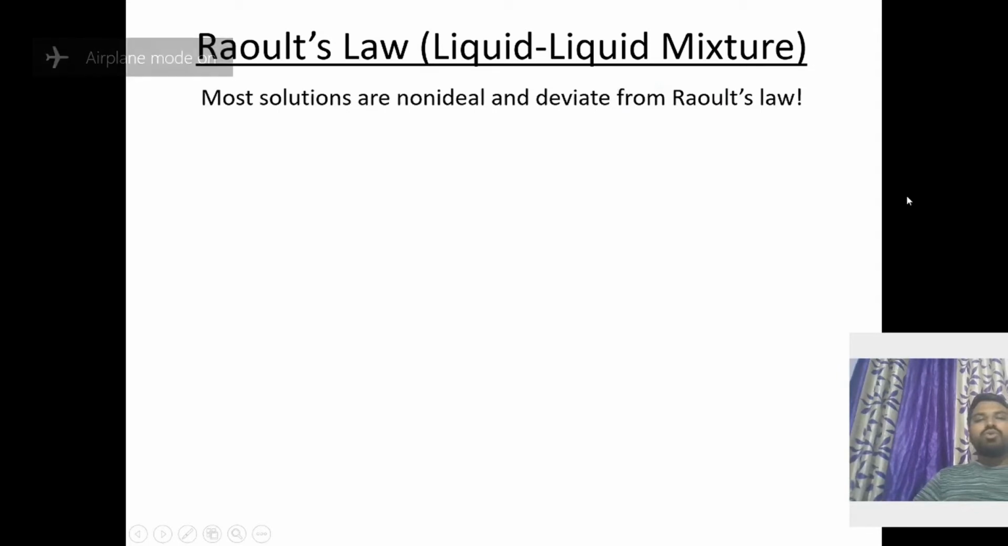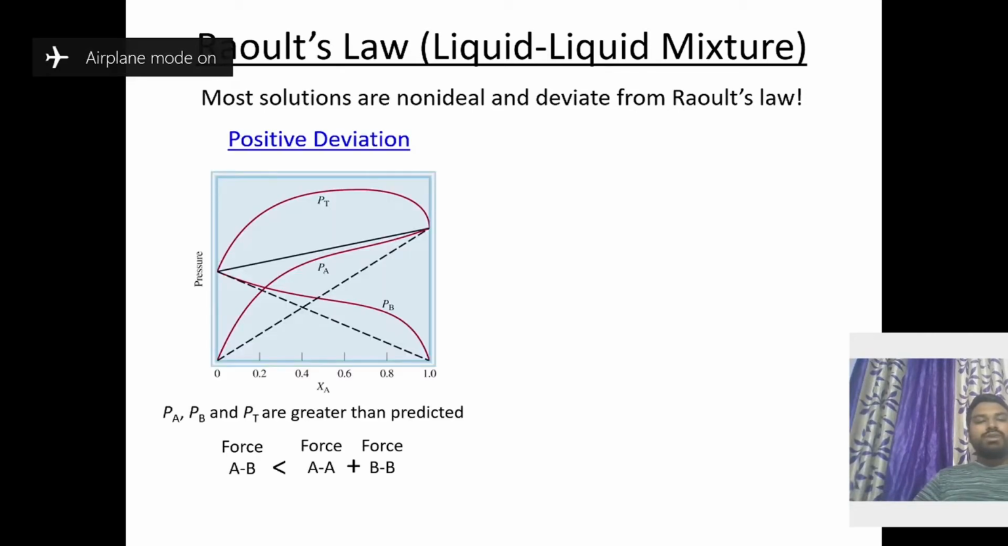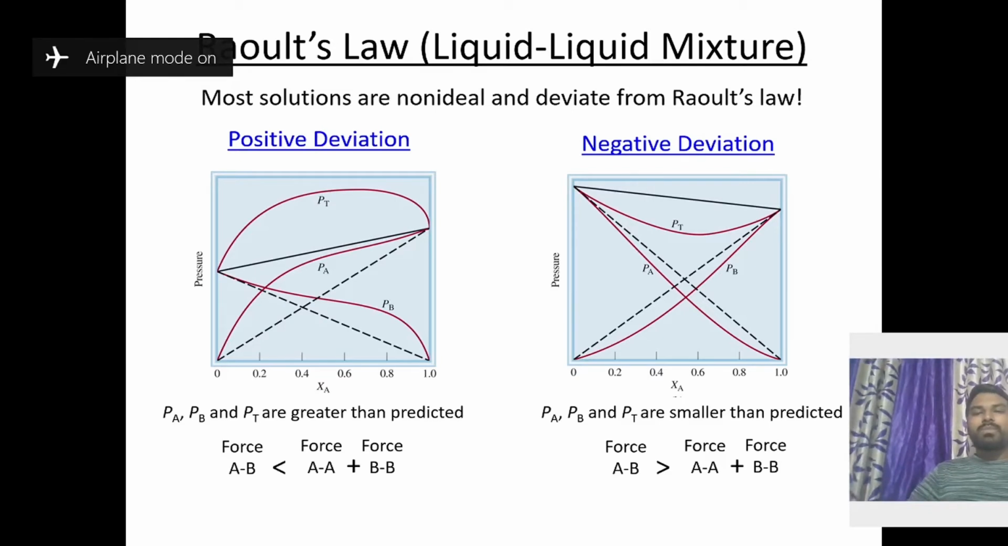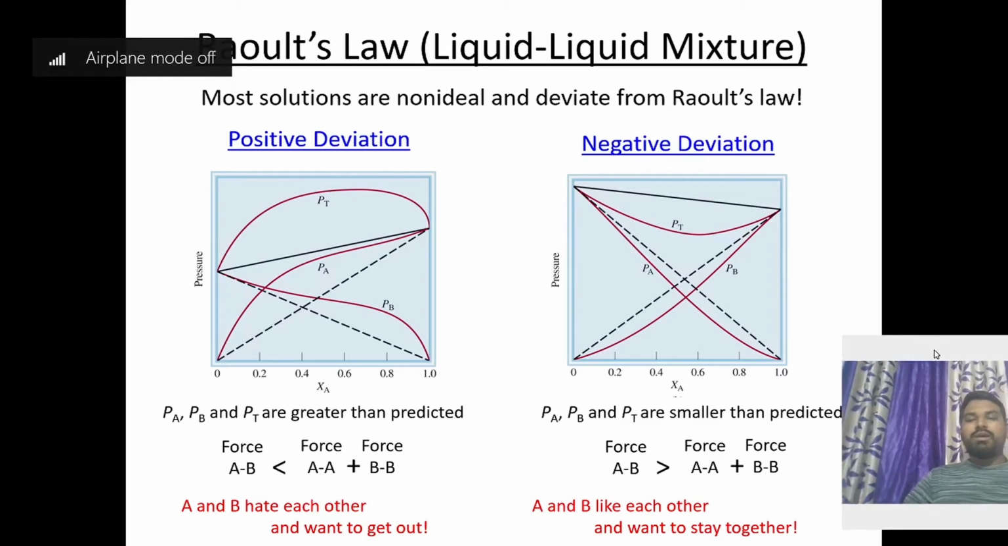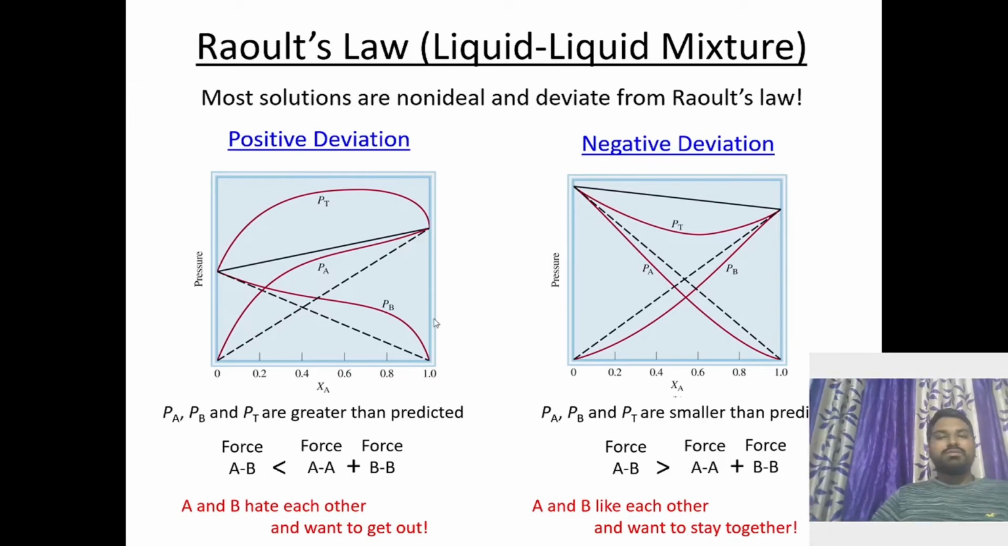Raoult's law of liquids: most solutions are non-ideal and deviate from Raoult's law. The force AB will be smaller than the forces AA plus BB. See, positive deviations, we have given the graph over here, and this is the negative deviation. In the first, A and B hate each other and want to get out. And here in the second, A and B like each other and want to stay together.